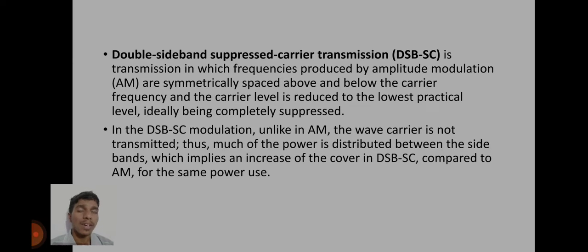So why we are going to DSBSC is, in amplitude modulation a lot of power is wasted by using the carrier. So when we suppress the carrier, the sidebands take more power and the carrier power will be less. That's why we are going for the DSBSC signal.